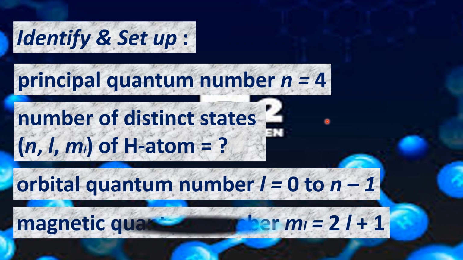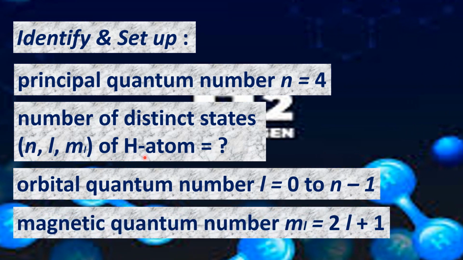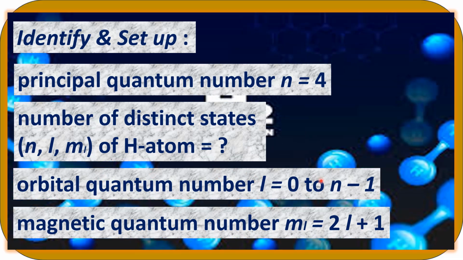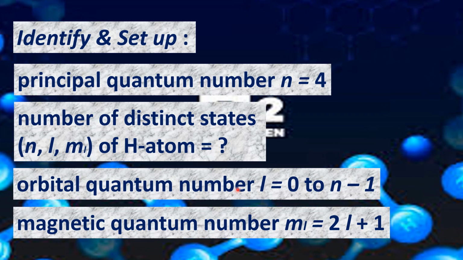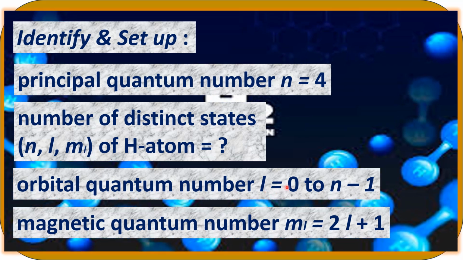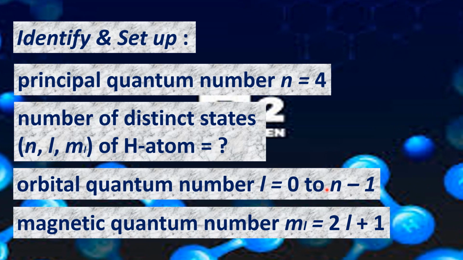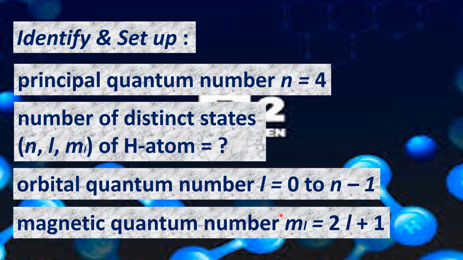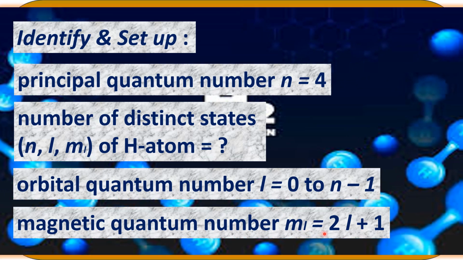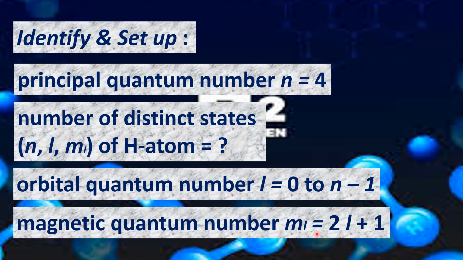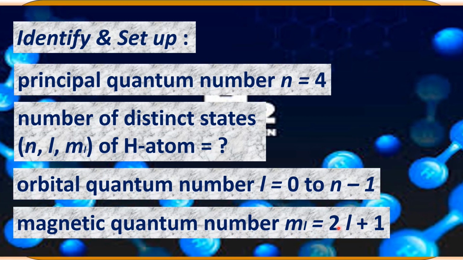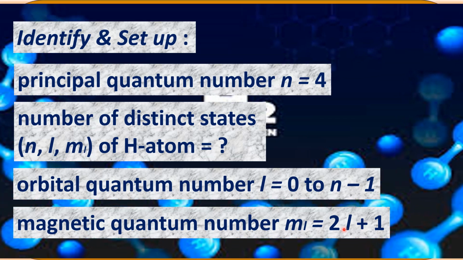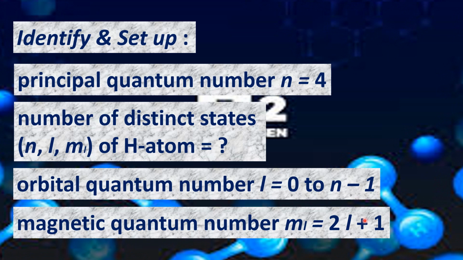We already explained earlier how we determine the number of states for the orbital quantum number l. It ranges from 0 to n minus 1. And for the magnetic quantum number m sub l, the number of states is just equal to twice the orbital quantum number l plus 1.